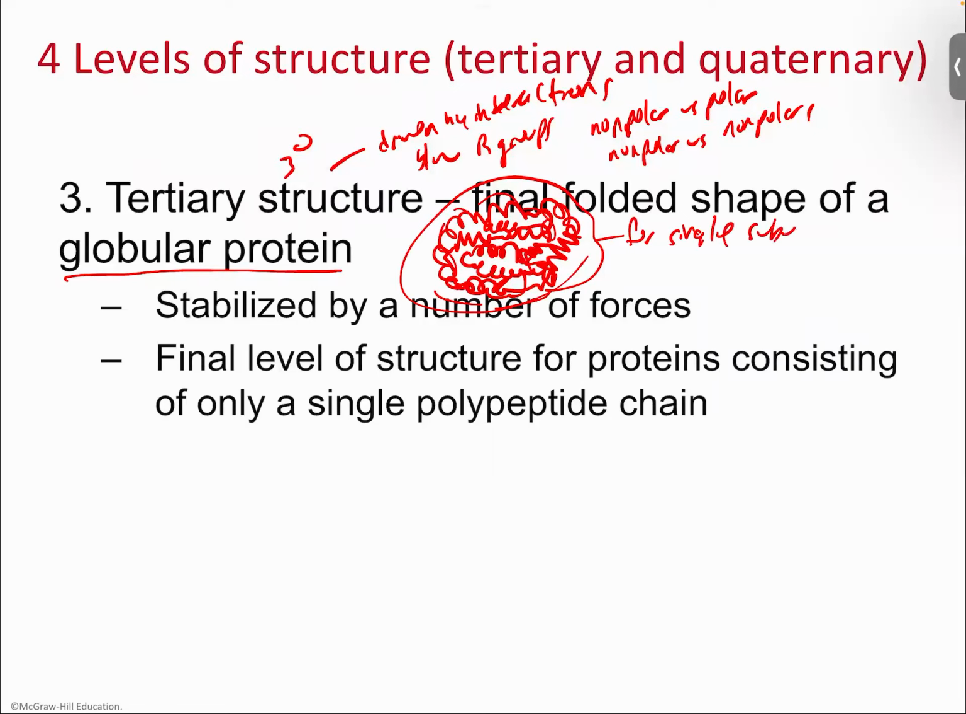Now, for single subunit enzymes, this is the end. You're done. You can go do your thing. But that's pretty rare, right? Every protein gets this far. Most proteins will wad up into some sort of a tertiary structure. Okay, they will get this far.